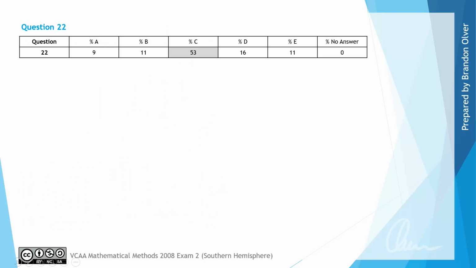From the examiner's report, we can see that it challenged a lot of students, with 53% of students getting this question correct. There were a number of students, 16% of them, that did get a little bit confused and selected D, as they weren't able to interpret that graph correctly and know that all of the y values from 0 to 5 not included were positive values and non-zero.